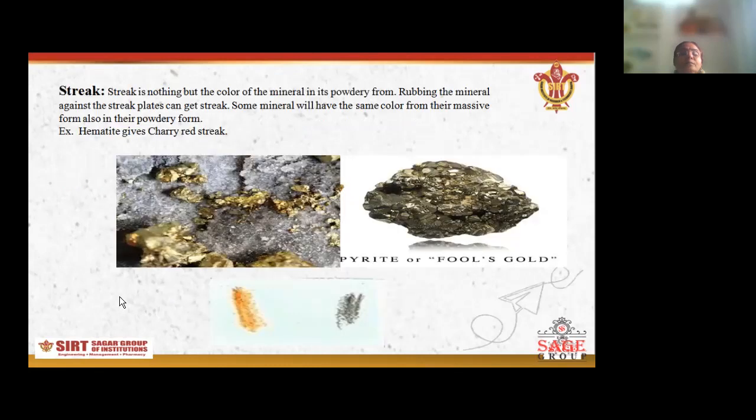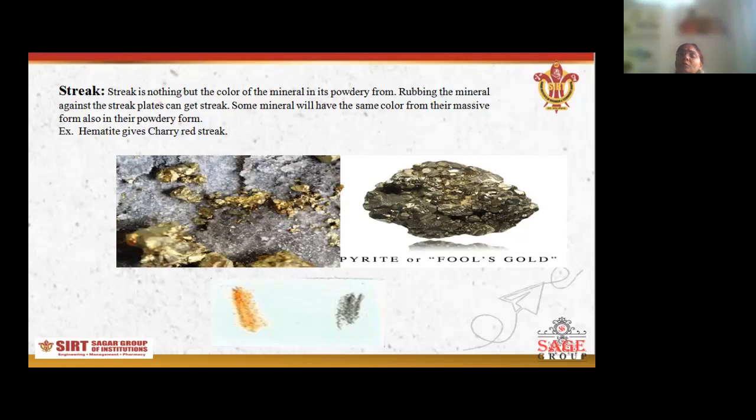We have discussed color. Now streak. What is a streak? The color of a mineral powder is known as a streak. How can we determine it? There is a plate known as a streak plate. It is prepared from porcelain, and all laboratories have a streak plate. When we rub the mineral on the streak plate, the powder is left on the plate. The color of that powder is known as the streak.